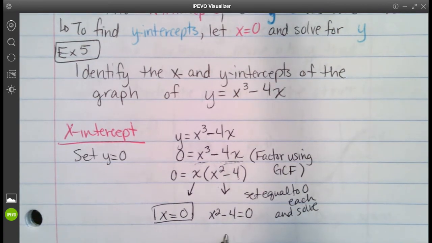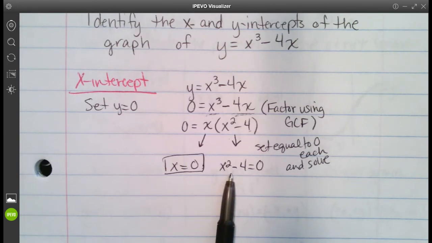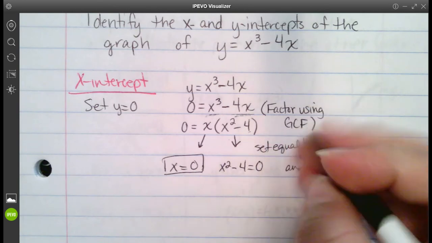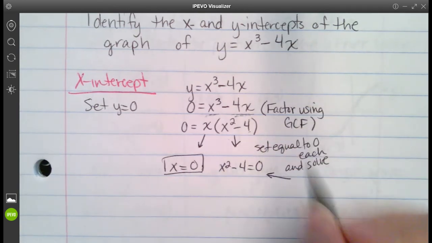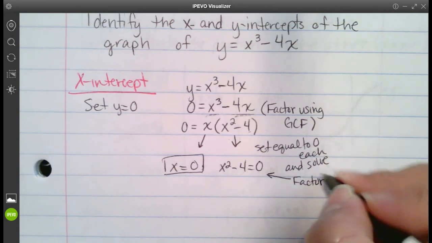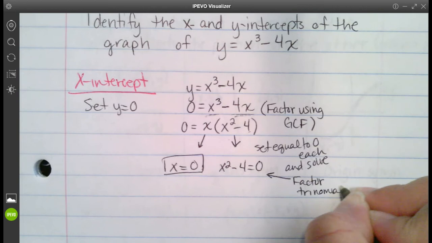So we could do this 2 ways. I'm going to go ahead and show you how to do it with the factoring method because we do a lot of factoring. So we're going to go ahead and factor this right here. So here, I know my work's kind of all over the place right now, but this right here, we're going to factor trinomials.